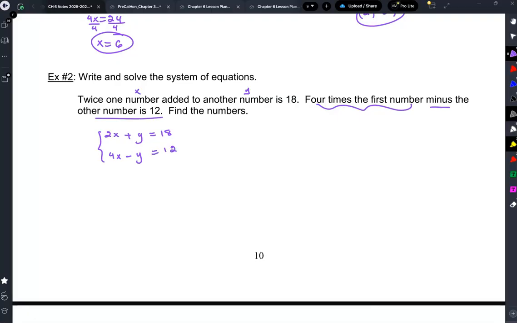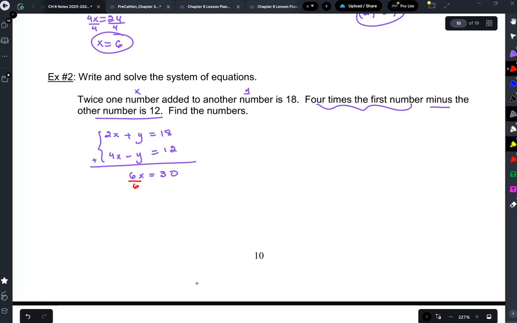Is this ready to be added or not yet? Yes. It is ready to be added. So let's do that. 6x is equal to 30. Divide by 6. x is equal to 5.